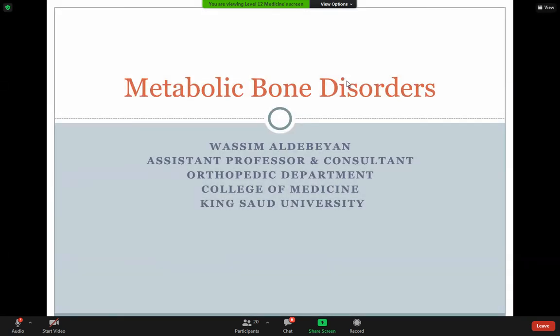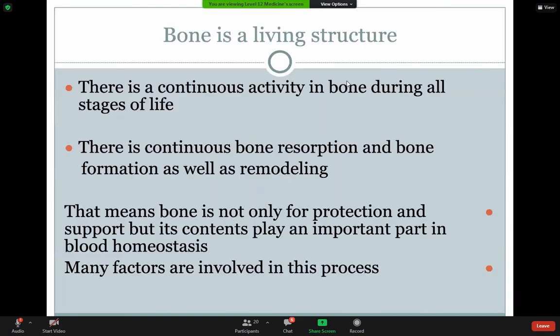Okay, so metabolic disorders of bone. So bone is a living structure. Some people think bones are like the scaffolding of the body, only structural and dead. But bone is a living structure. There is a continuous activity in bone during all stages of life. There's continuous bone resorption and bone formation, as well as remodeling.